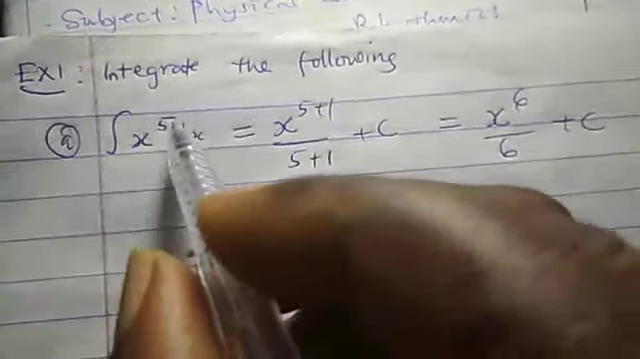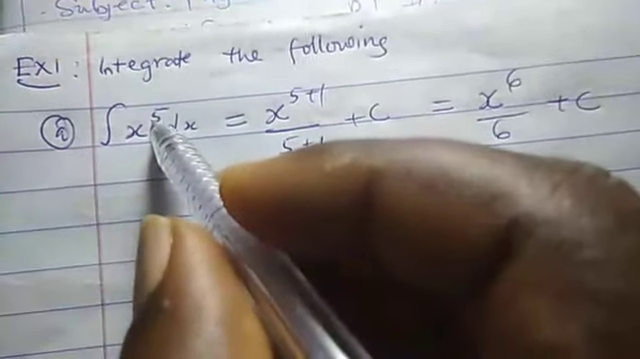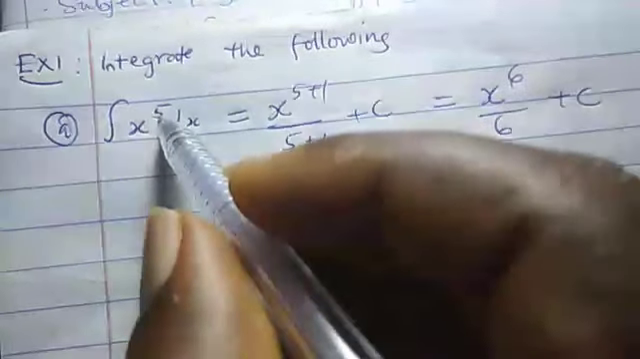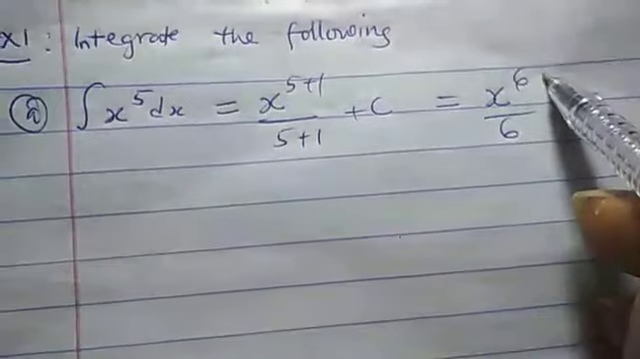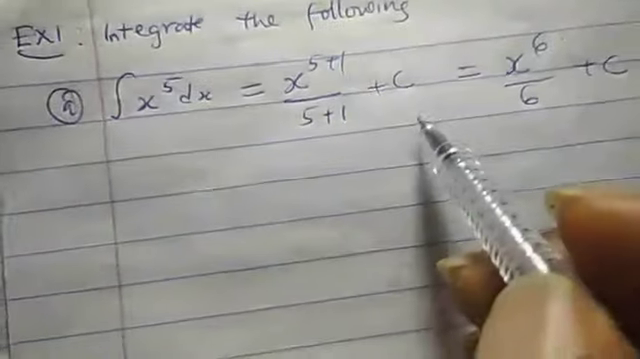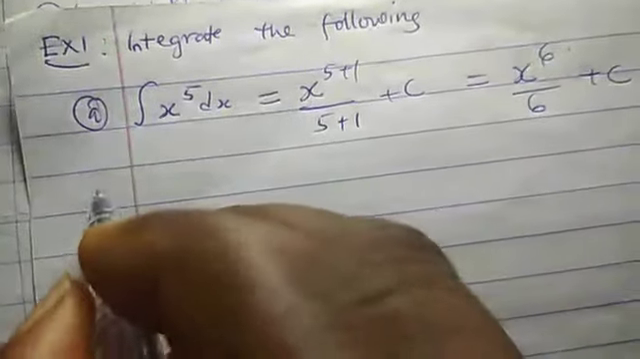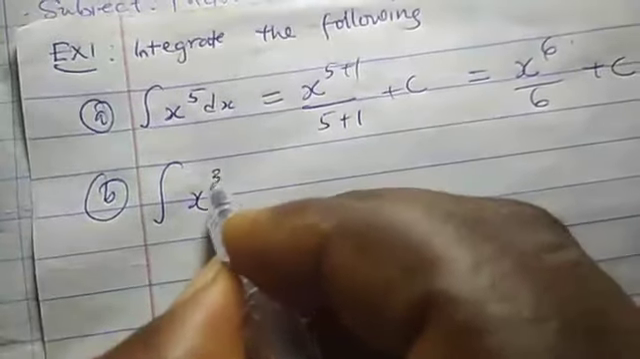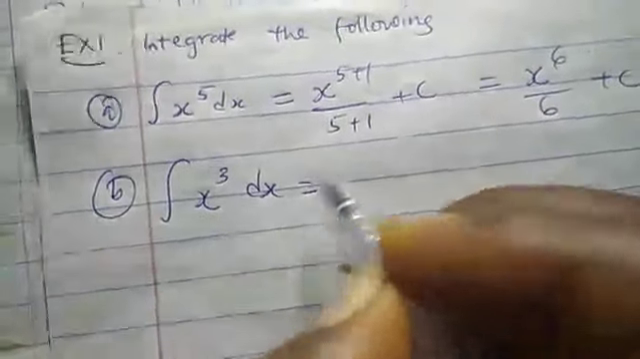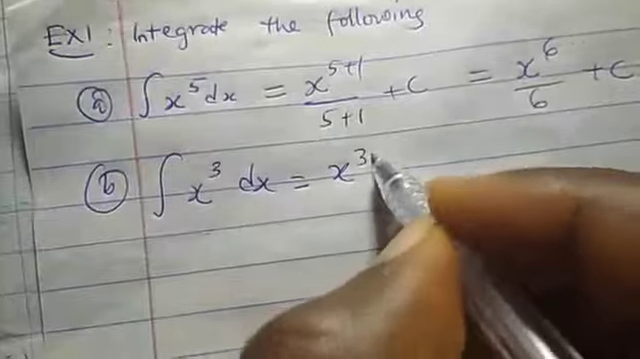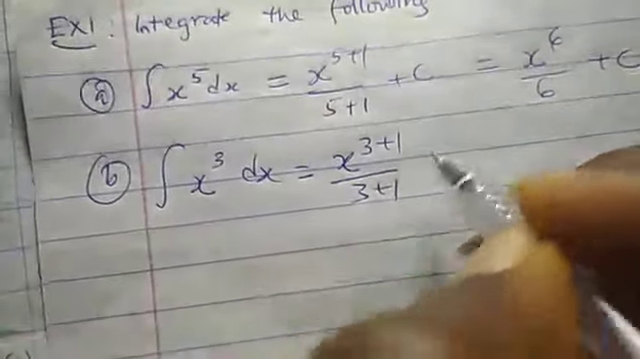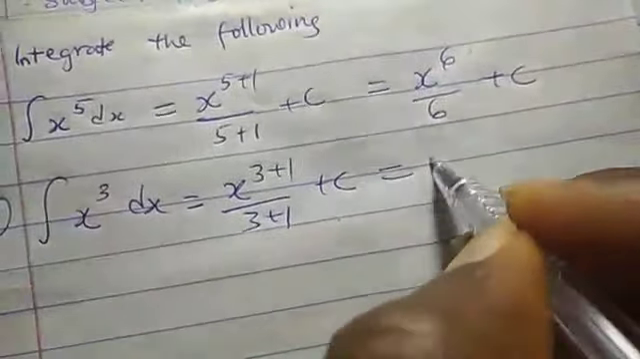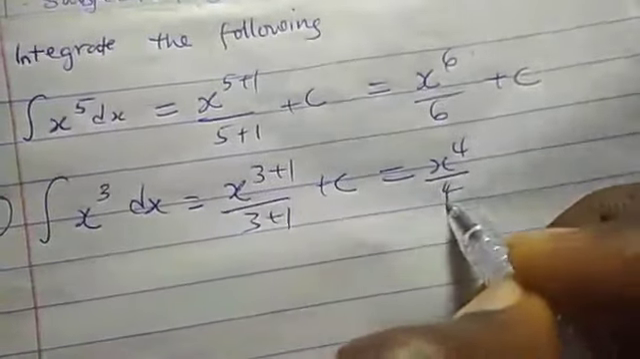Now, you observe that when we integrate here, the power increases by 1. So that 5 becomes 6, then over 6 again. It will always increase by 1. Also, let's say we want to integrate s raised to power 3. So it will be s raised to power 3 plus 1 over 3 plus 1 plus c. This will be s raised to power 4 over 4 plus c.